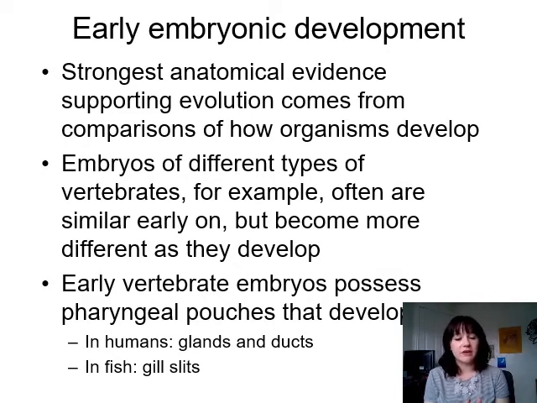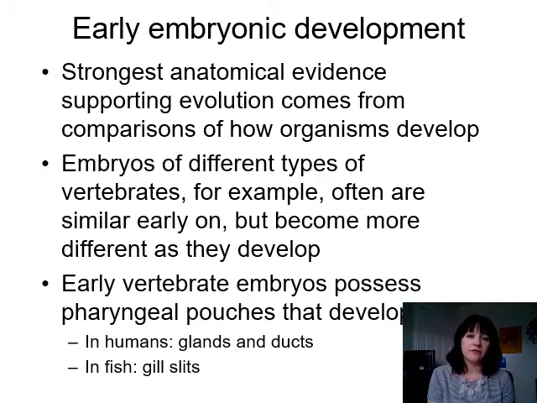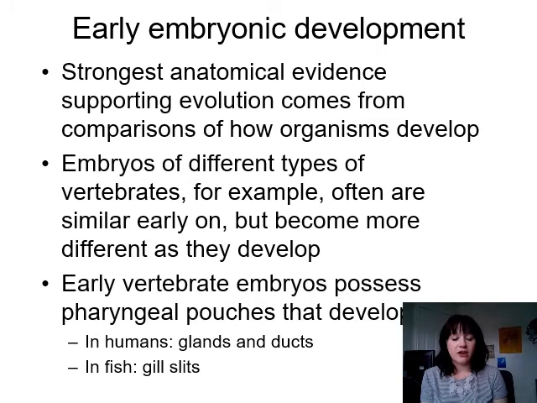An example that we see is these pharyngeal pouches in vertebrate embryos. Whether the embryo is going to become a fish or a human, they have these pharyngeal pouches. It's just this temporary structure, and they look the same at that point. As they grow, those pharyngeal pouches develop into glands and ducts in humans, and in fish, they develop into gill slits, right? So the body plan, the template during development is the same. And as those different species grow and mature, their unique traits start to appear.